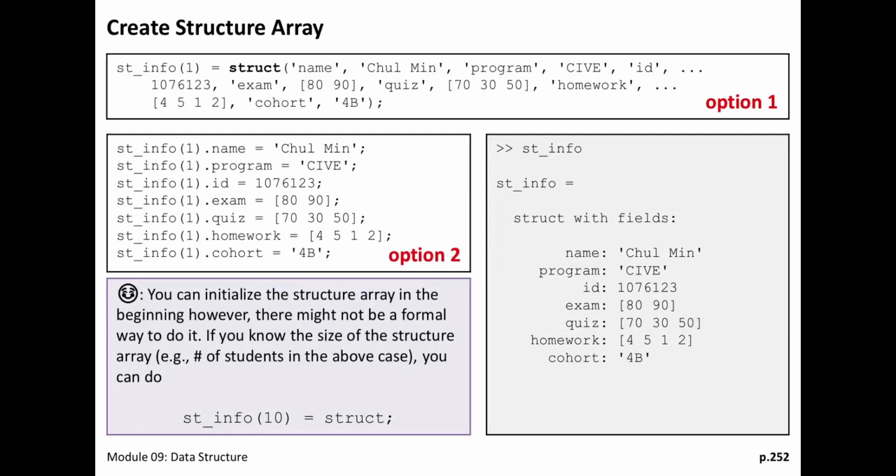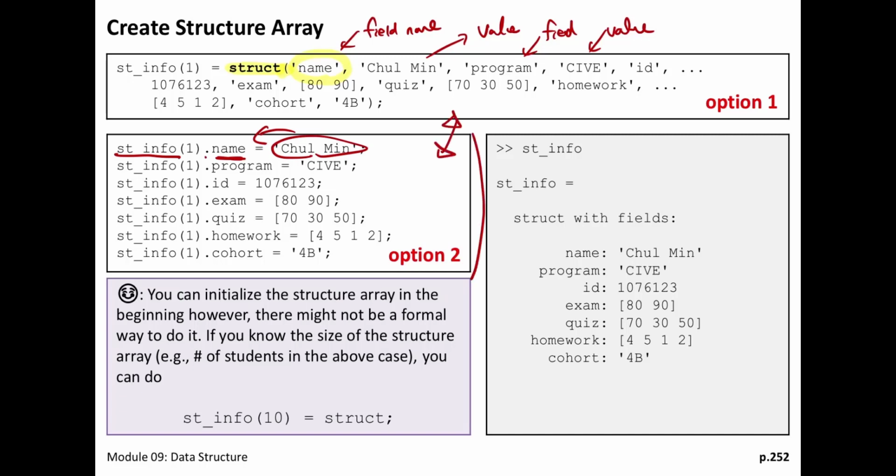The way of defining the structure variable is struct, parenthesis, and then the field name and value, field name, value. This is the direct way of assigning the value. You can also assign the value using the structure variable, period, and then the field name, and assigning this value. You can take either way, but this one is more organized.